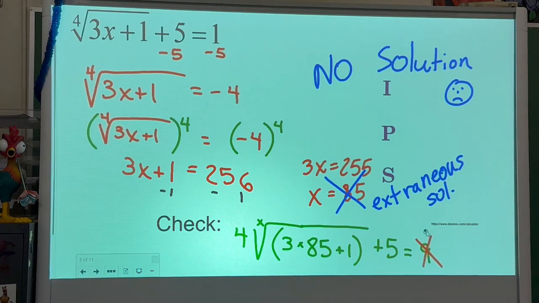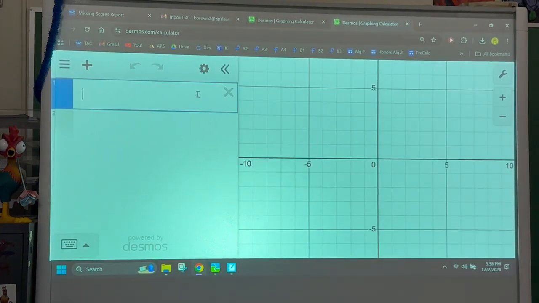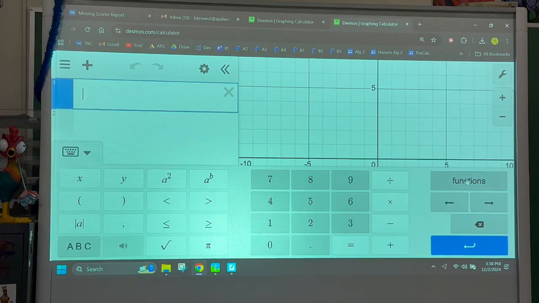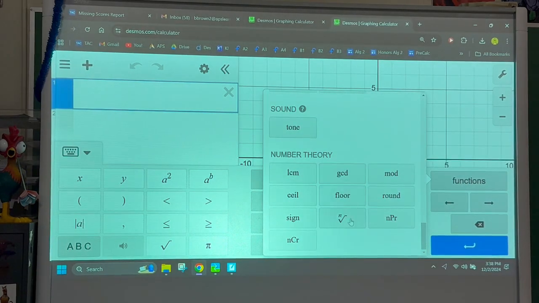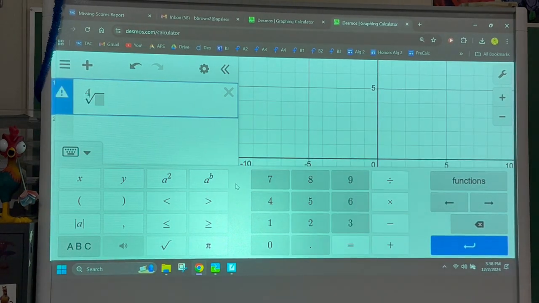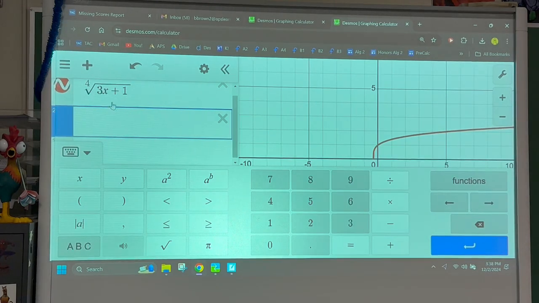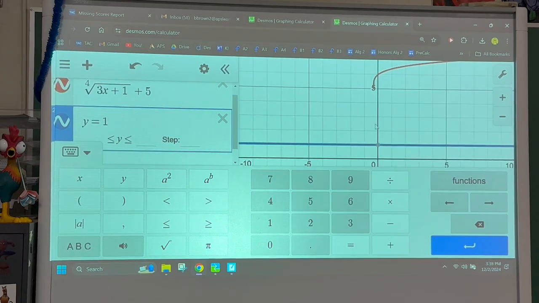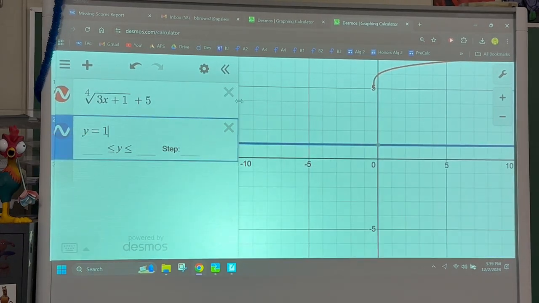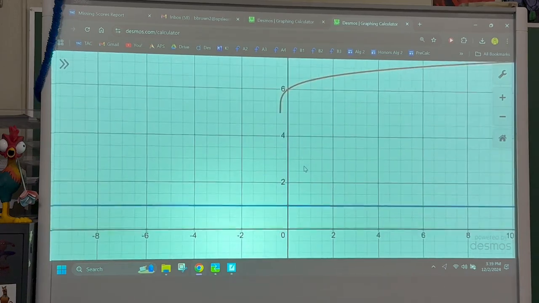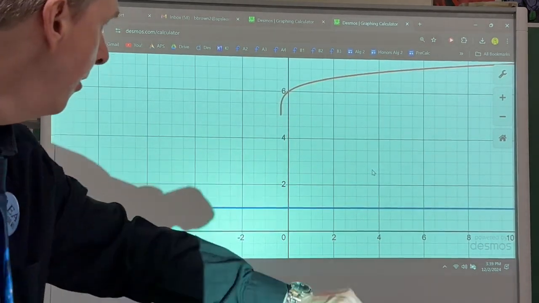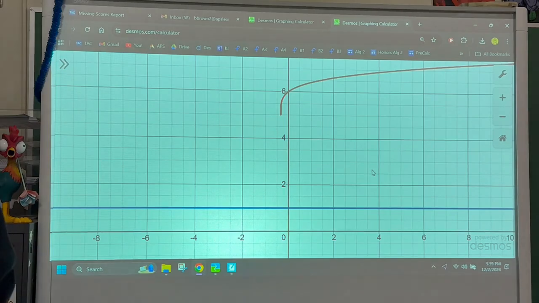Graphically, here's how I can do it. I can put in my 4th root. Got to go to functions, go all the way down to the end. Here's my little root. I want the 4th root of 3x plus 1, and I needed plus 5. On the other side, I wanted y equals 1. You can see these two graphs do not cross, they do not touch, they do not meet. Y equals 1, and my other graph does not intersect anywhere. There is no solution.